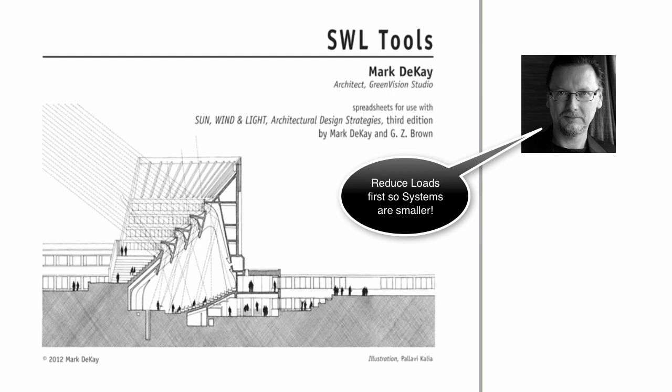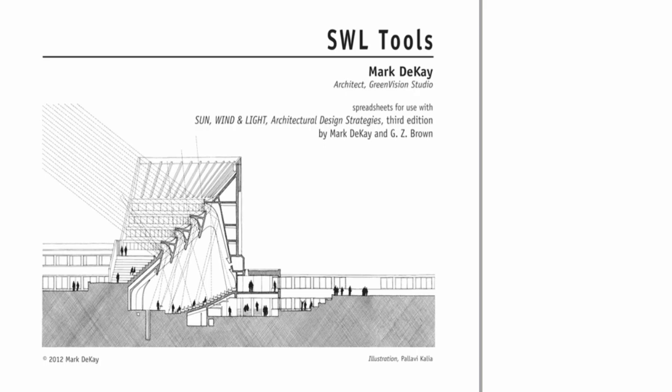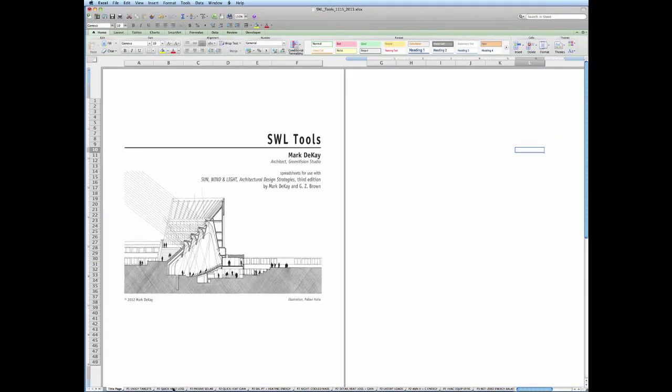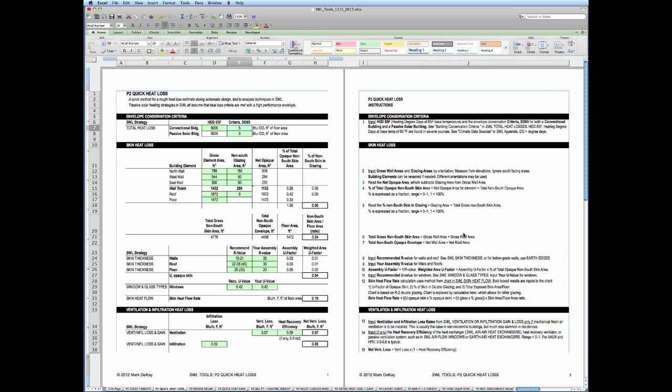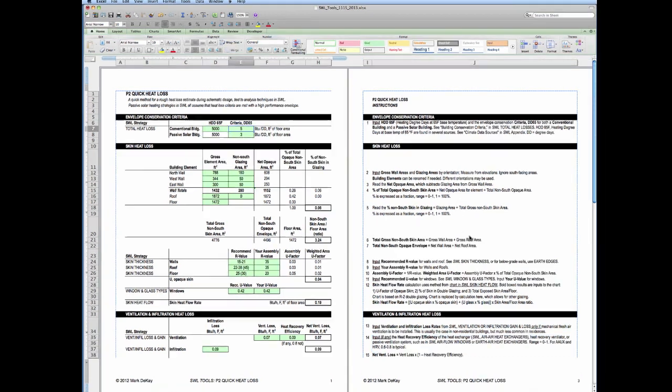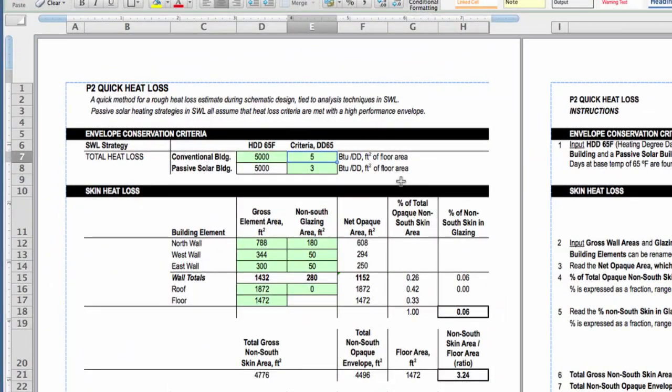Right now I'm going to go over to the Quick Heat Loss at the bottom of the page. Click on the Quick Heat Loss tab and we'll be looking at this sheet. And this video will take you through all of the things that you need to know about this worksheet. First, we'll find the envelope conservation criteria for our climate in Knoxville.